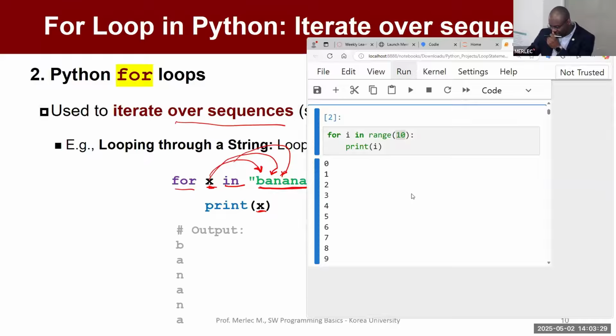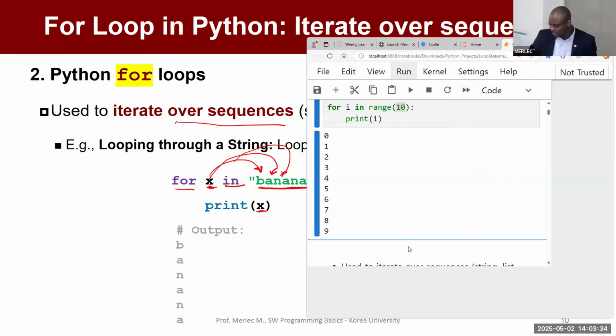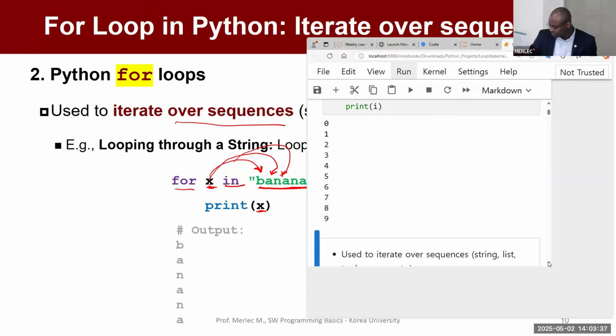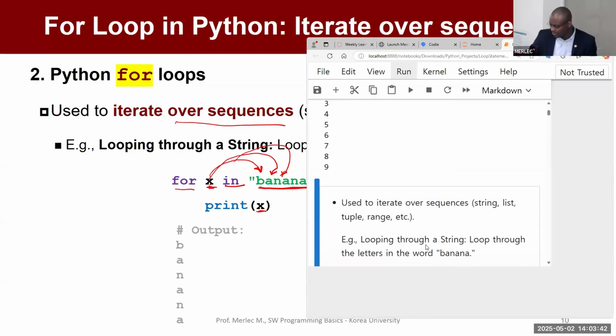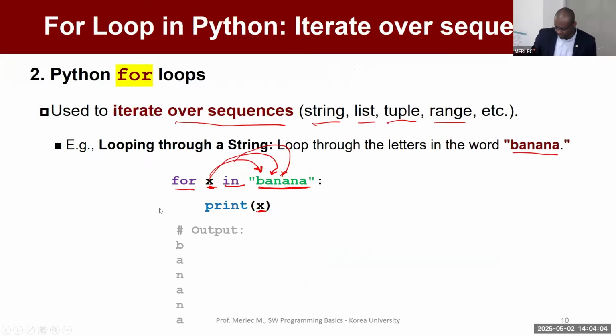So to test that, I have the scripts here. When I run my code, you will see it provides exactly what I've just explained. Here are the results. For x in banana, as a string value, it will print each character one by one. So it travels across this sequence of characters. This is the second use case of the for instruction.